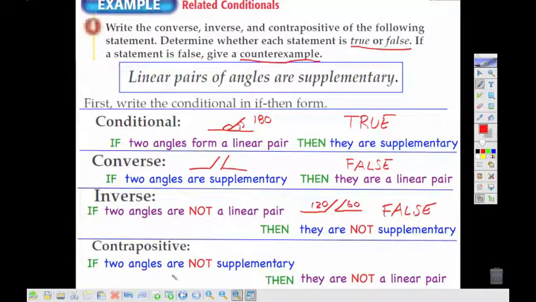The contrapositive then, if two angles are not supplementary. Well, if they're not supplementary, they cannot add up to 180 degrees. Even if I make them adjacent, then they're not going to give me a linear pair. There's no way that I can have a linear pair without being supplementary. So this statement is true.